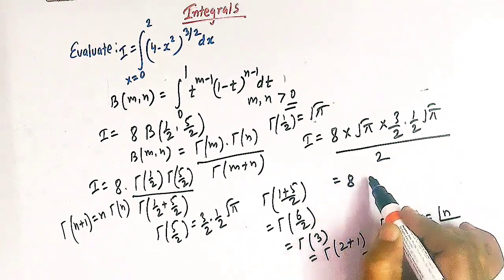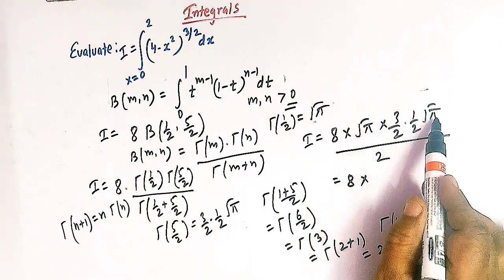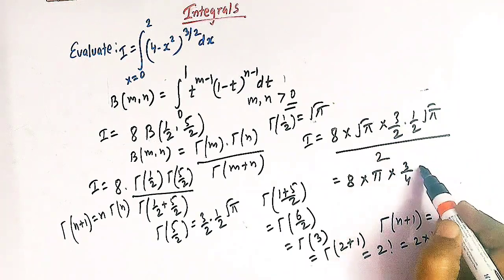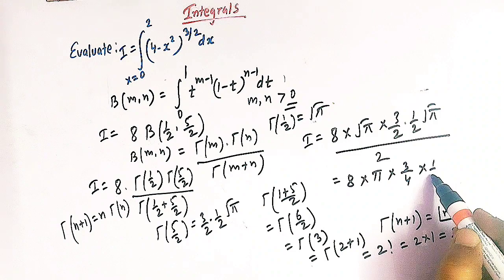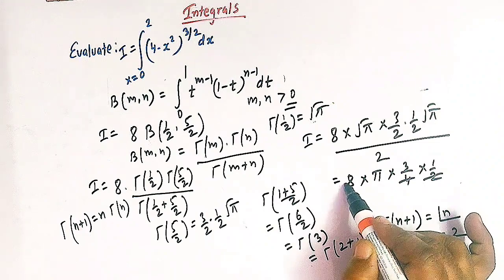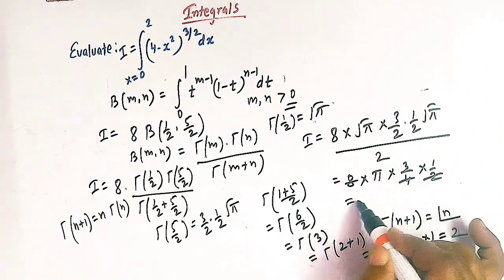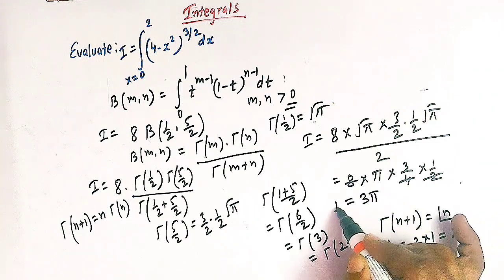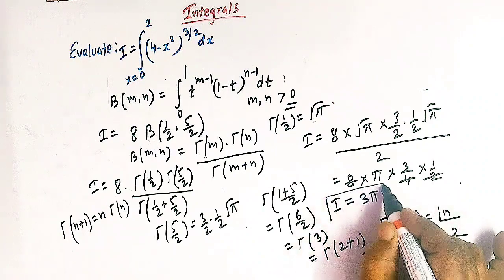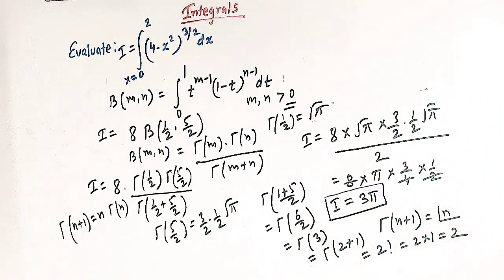So now we have 8 times square root of pi times square root of pi is pi. Here we have 3 over 4, and here we have 2, so we can write it as 1 over 2. So 4 times 2 is 8, so here 8 and 8 get cancelled, and we are left with only 3 times pi, right? So viewers, the value of this integral is given by 3 pi. So this is how, by making use of the concept of beta gamma functions, we can evaluate these kind of integrals.